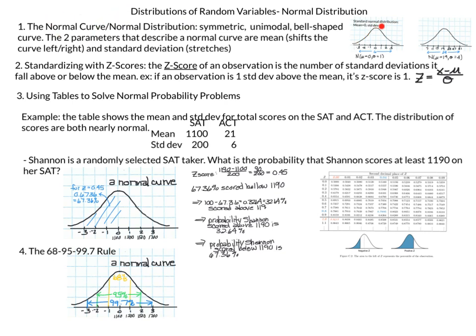It's symmetric, as you can see here, about the mean. So this side is just a mirror reflection of this side. It's unimodal. It only has one peak, and it's this bell shape. The two parameters that describe a normal curve are the mean, which is the center of the curve, and it shifts the curve left or right on the axis, and the standard deviation, which talks about how far out the curve stretches. In this case, the curve stretches from -3 to 3.